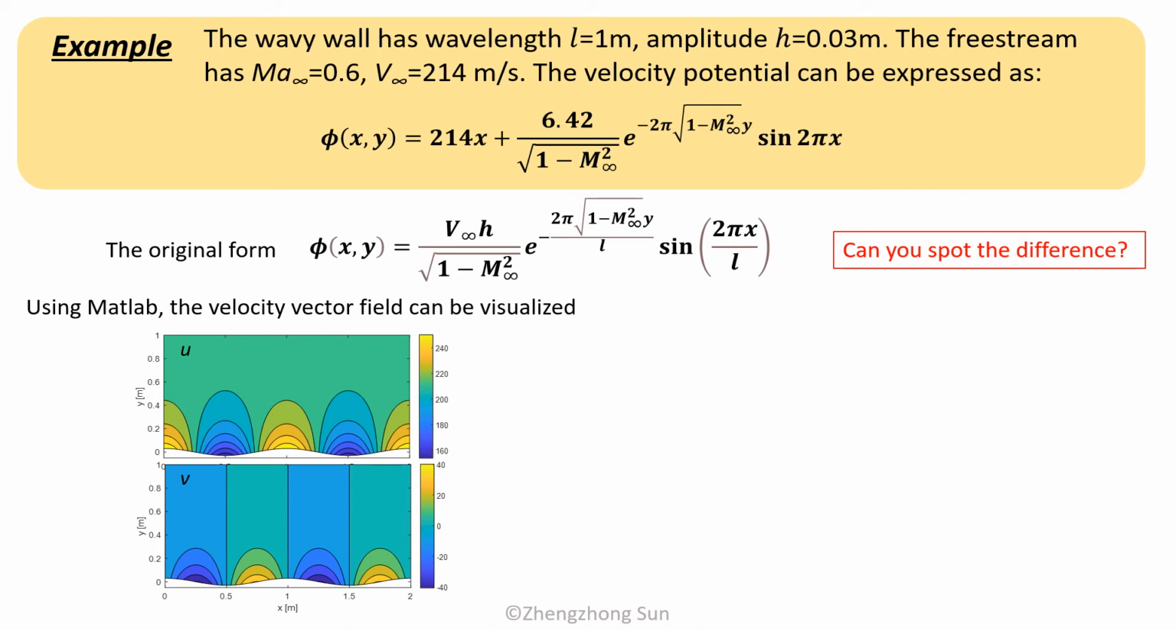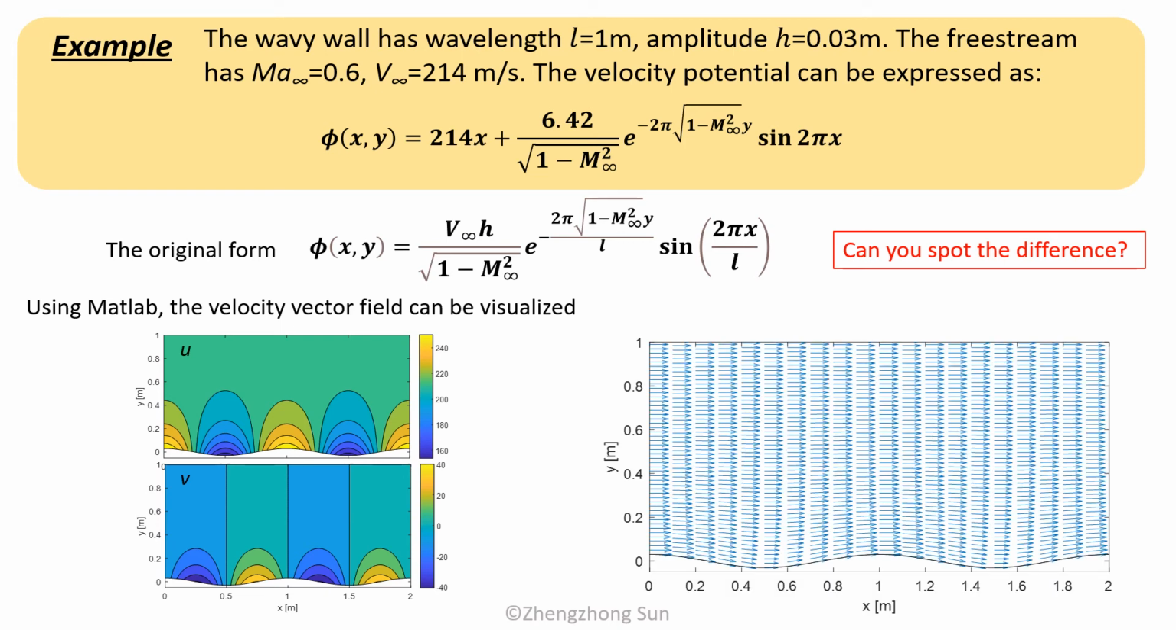And then we can plot the velocity contour for u and v. We can see, for example, on the u velocity contour, on the top of the wavelength there is a high speed velocity, but at the groove of the wavelength, we have low speed velocity. Okay, and if we plot the velocity vectors, we can see the velocity vectors are nicely tangential to the surface, following the wavelength.